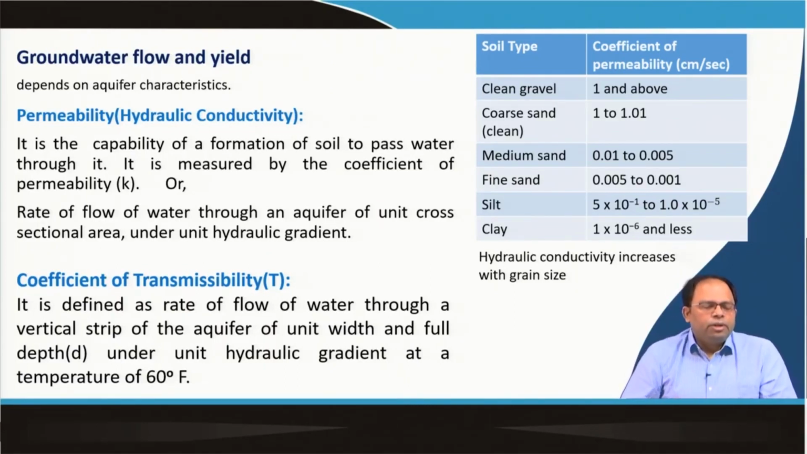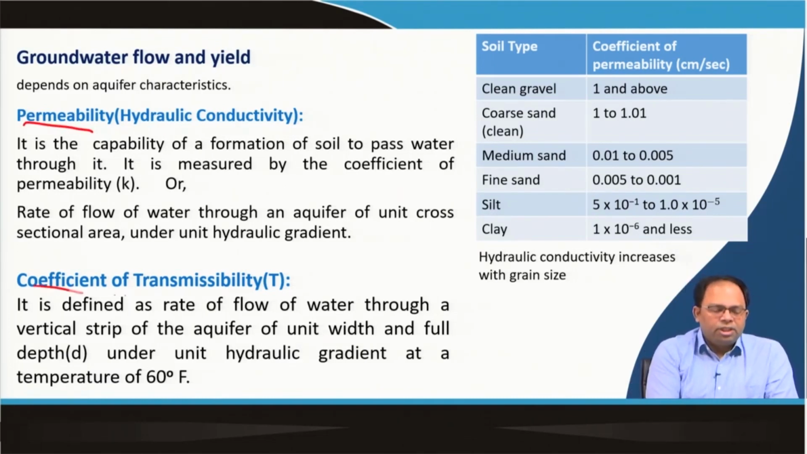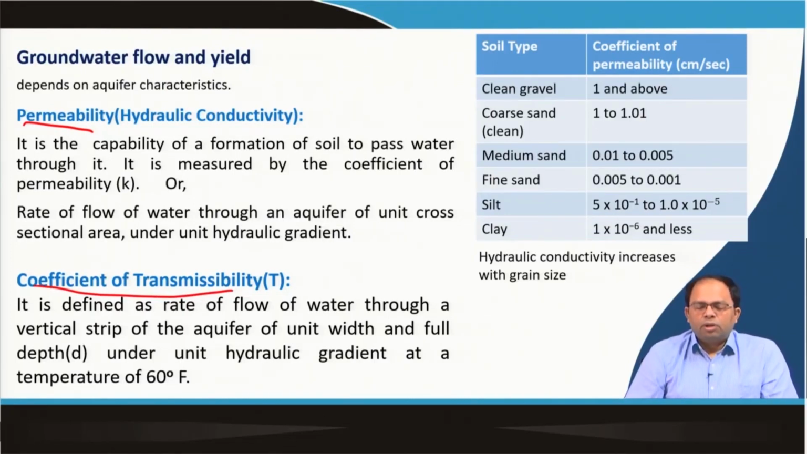Next, we look into two aquifer properties, or characteristics of the aquifer. One is known as permeability, which is also known as hydraulic conductivity, and the other is the coefficient of transmissibility, right. So, what is permeability? It is the capability of a formation of soil to pass water through it. It is measured by the coefficient of permeability.